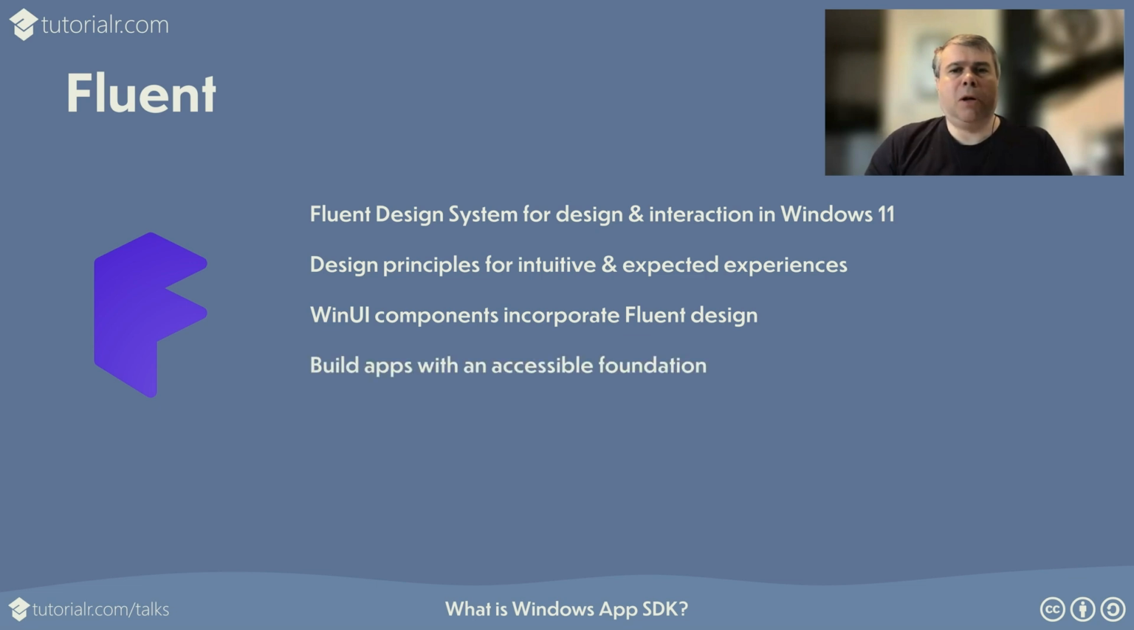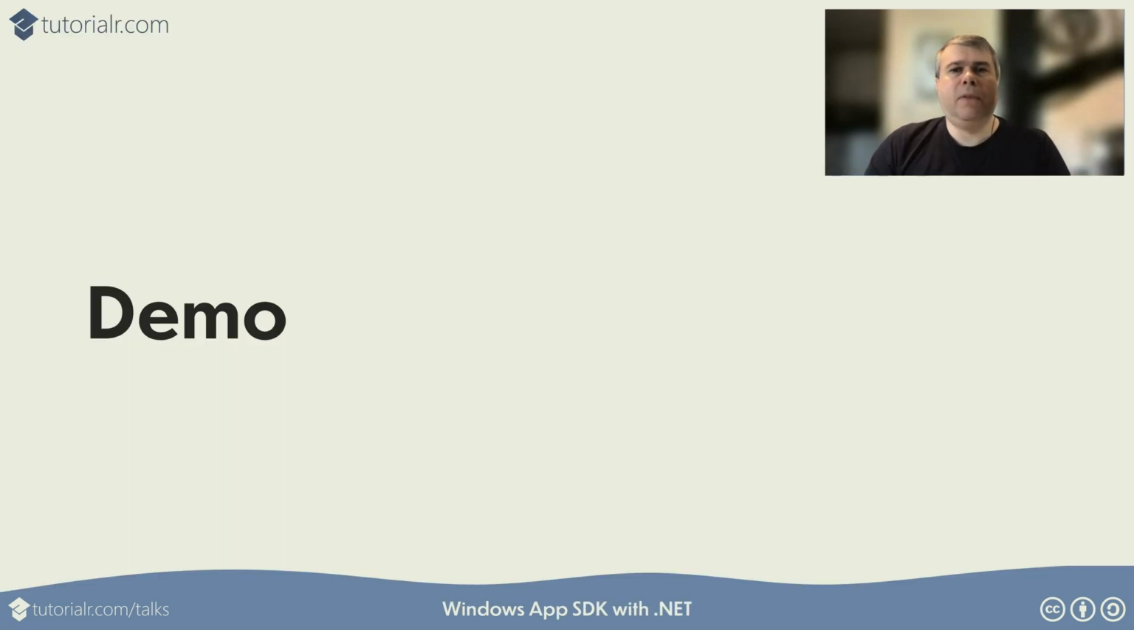Developers building apps with WinUI 3 using components helps ensure an accessible foundation for diverse and delightful experiences for everyone. You can find out more about Fluent 2, which is the latest version of Microsoft's Fluent design system at fluent2.microsoft.design. Let's look at a demo of using Windows App SDK with .NET to create a Pomodoro application that also features a widget in Windows 11.